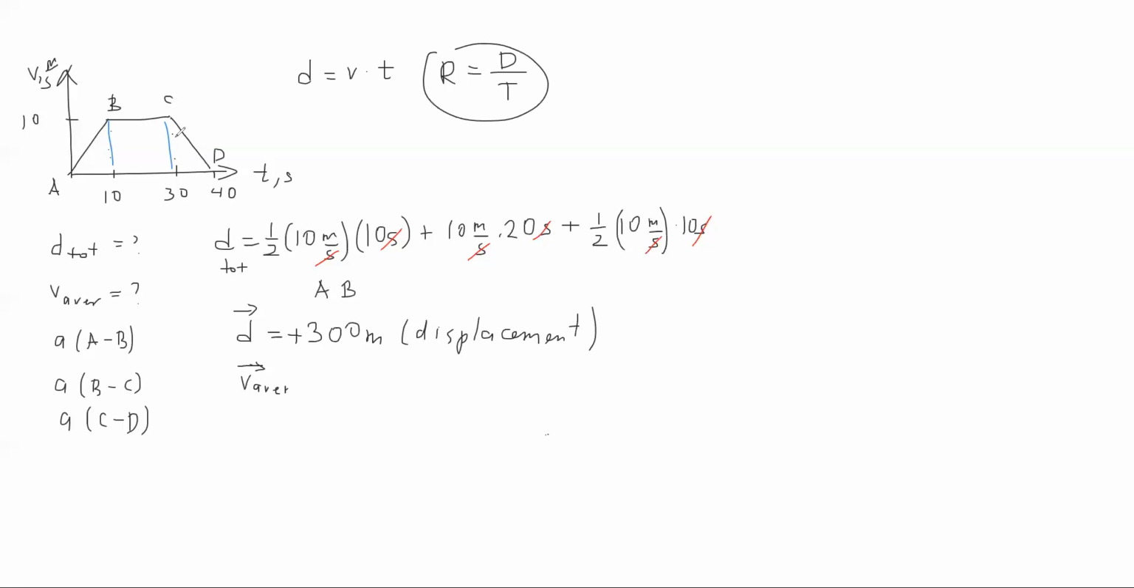Okay, so average velocity. Total displacement is known. We know the total amount of time, so we can easily find that. What is it? 40, right? 40 seconds. So that's about 7.5. Again, it's a positive velocity because the object has moved forward.